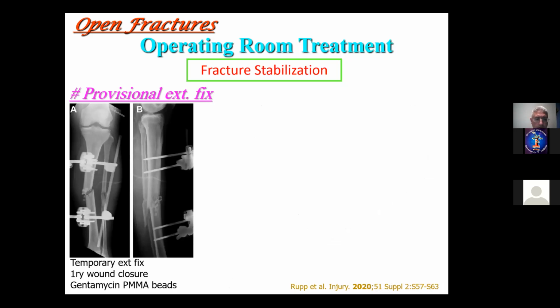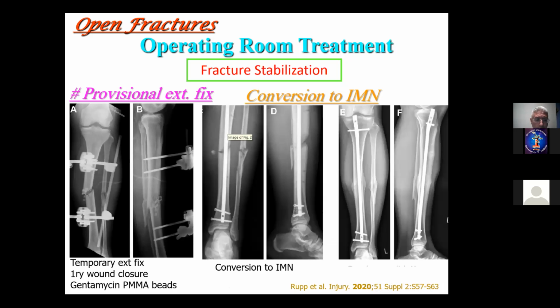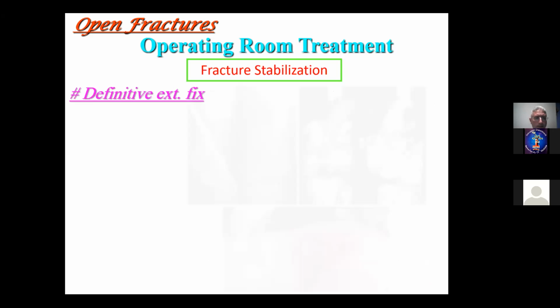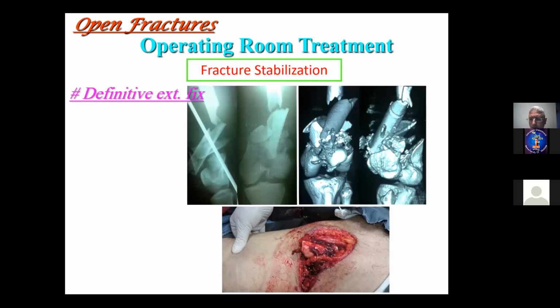This is converted to the intramedullary nailing and removal of the gentamicin beads. And this is after good consolidation. This is an example of definitive external fixation method. This is a comminuted supracondylar, intercondylar distal femoral fracture. This is after debridement and application of the Ilizarov external fixator.